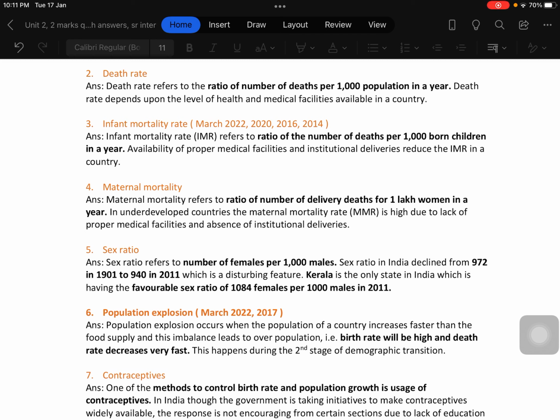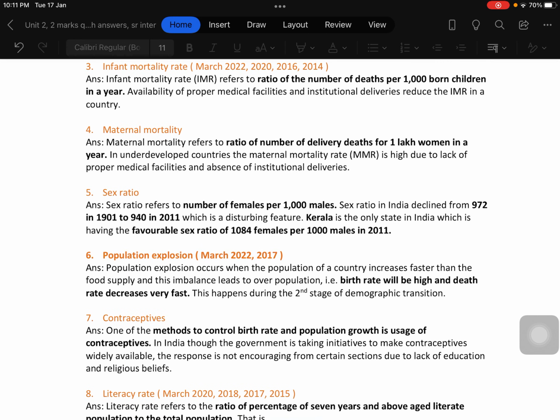And Kerala is the only state in India which is having the favorable sex ratio, that is, more number of females than males, that is 1084 females per 1000 males in 2011. This is as per the 2011 census.